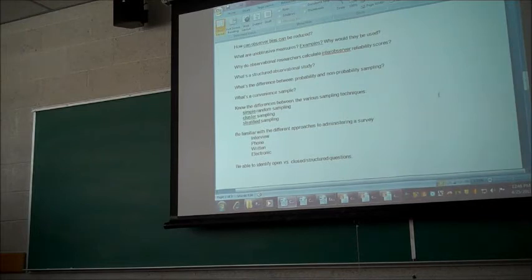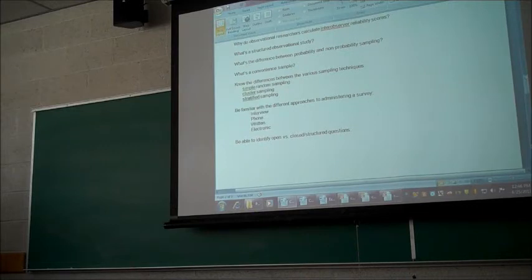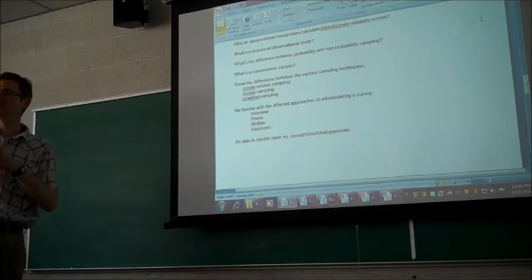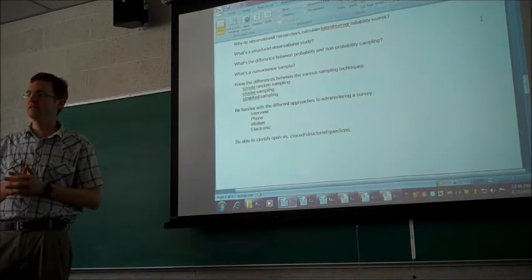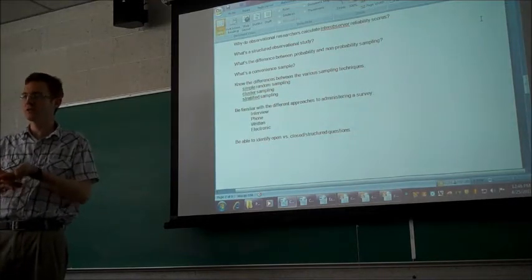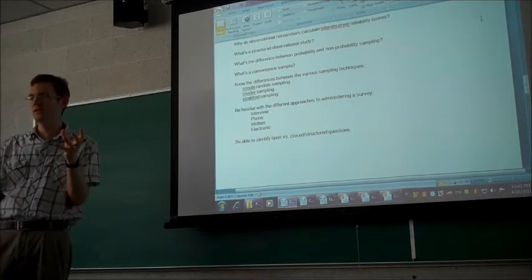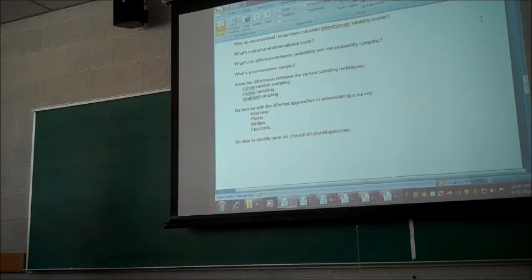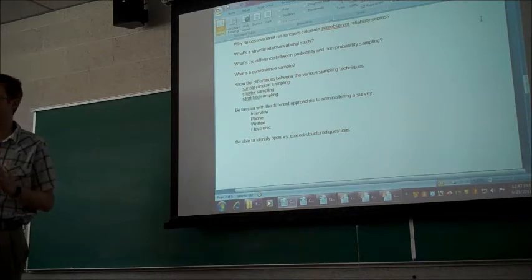Why do observational researchers calculate inter-observer reliability scores? Well, because individual observers might be biased, so if you can show that multiple observers generally agree on what they've observed, that's good evidence that their observations are pretty reliable. If you've got 90% agreement between 2 or 3 observers, then that's going to be pretty good for your study. However, if everybody says that they saw different things, then that might mean you've got a problem with your operational definition or something like that.